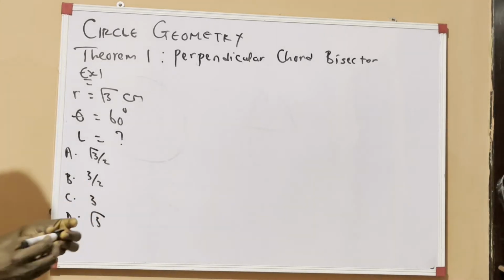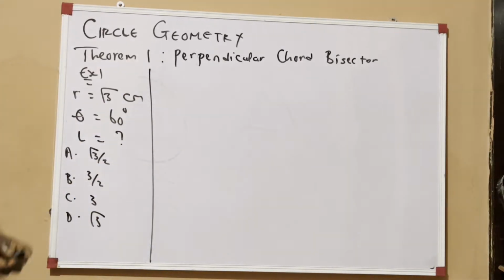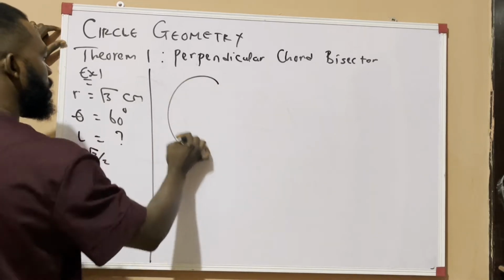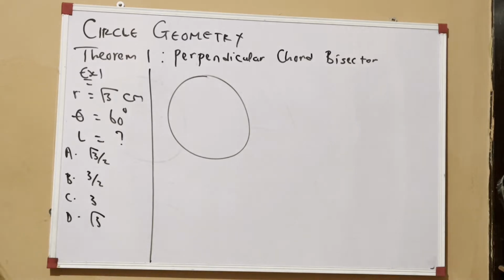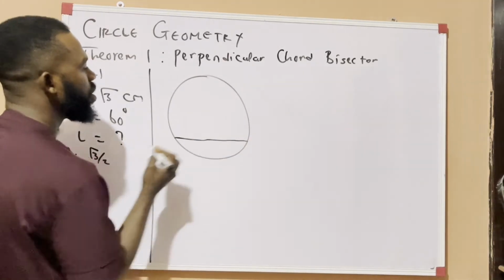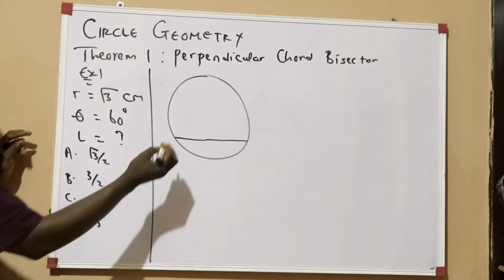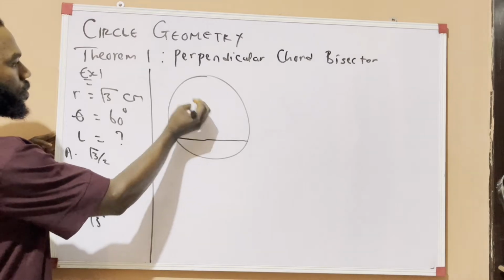First of all, let us apply theorem 1 in solving this problem. This is a circle. Please don't mind this, it's a freehand drawing. And this is the chord. You must draw your chord. This is the chord, and let's assume this is the center of the circle.